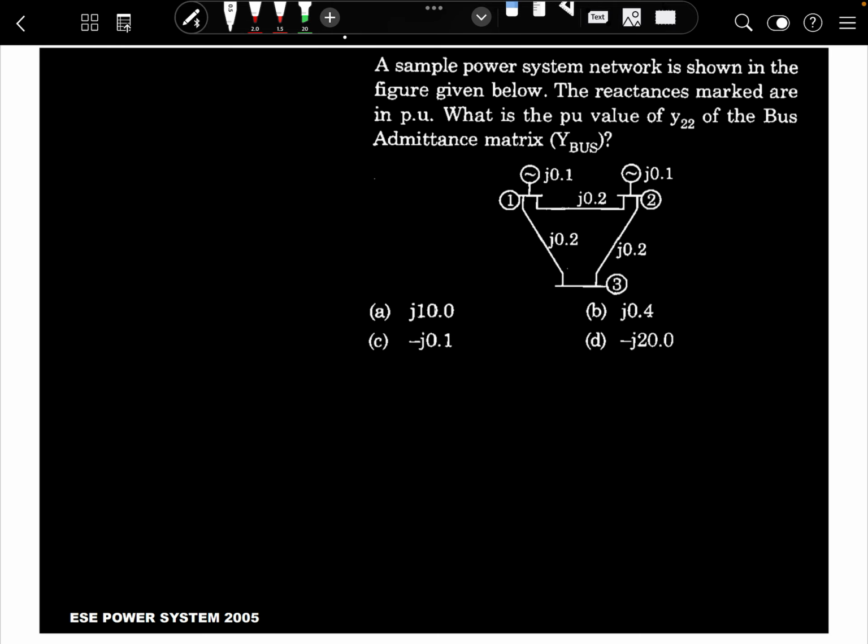Next, a sample of a power system network is shown in the figure. Reactance is marked in per unit. Now reactance is mentioned, means impedance you can say, and we have to calculate Y, means the admittance matrix. In that, Y22 we need to calculate. So same, we will convert this diagram into a matrix; even if we do not convert, we can write directly Y22 equal to like Y21.